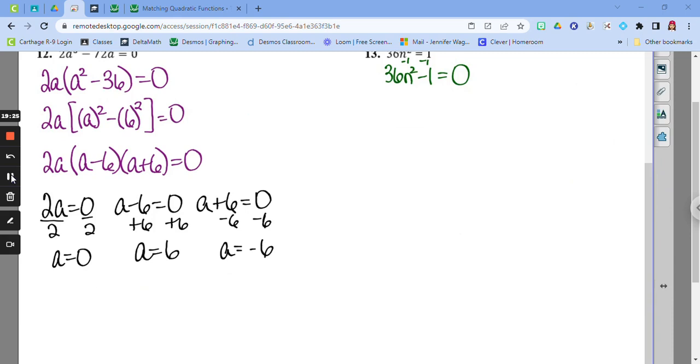So, negative 6, 0, and 6. A lot of times you will see this written with the negative and the positive 6 stacked, like that. If they're the same number, one positive, one negative, you'll see that happen.